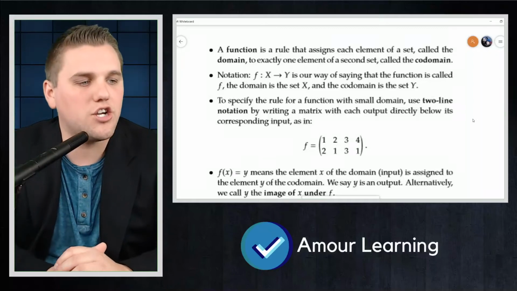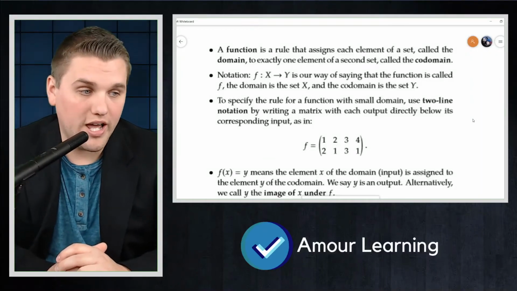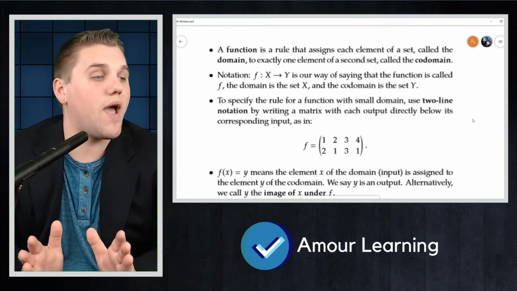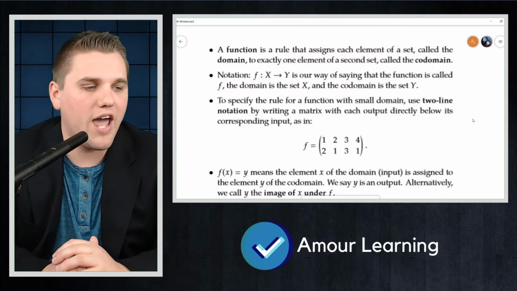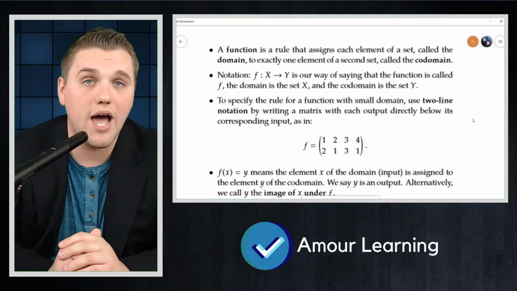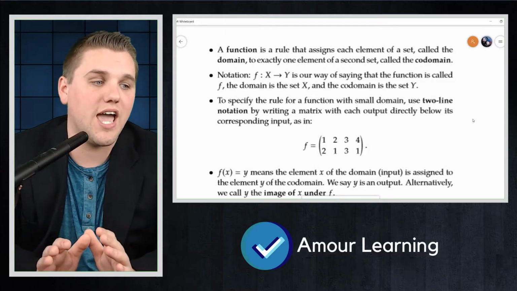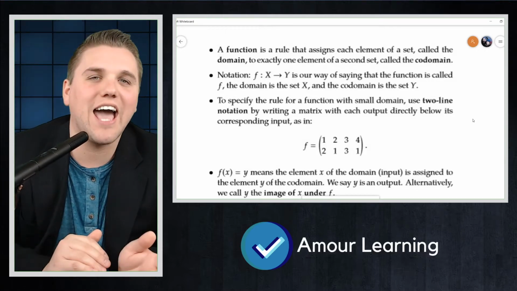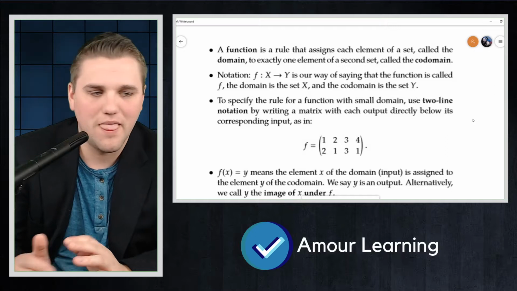All right, so here's some notation. f: X → Y is our way of saying that the function is called f, the domain is the set X, and the codomain is the set Y. And it's important to understand that we say f sends X to Y.